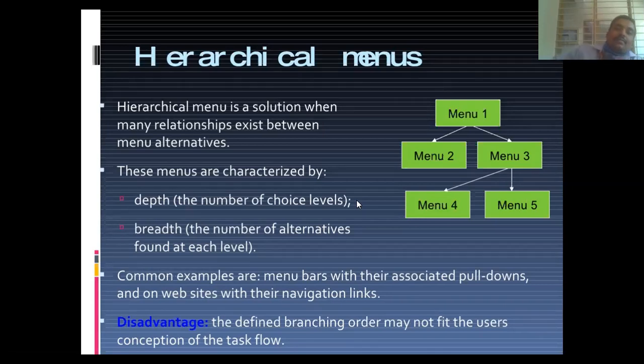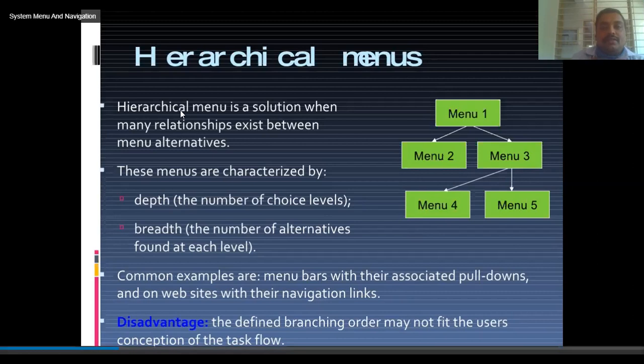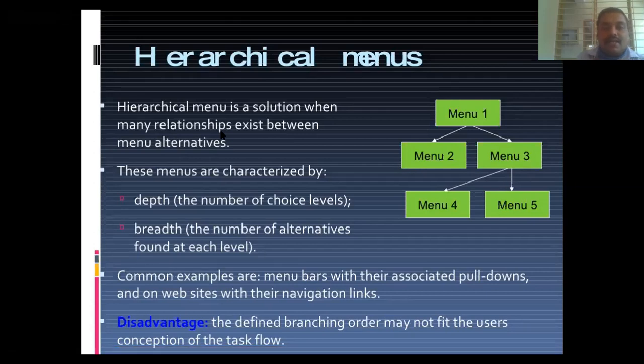Similarly, in Microsoft Word also there are menus: file, format, edit, and so many options. Under those menus, n number of sub menus are defined. If you want to reach any sub menu, you have to follow the proper route. For example, a hierarchical menu is the solution when many relationships exist between menu alternatives. That relationship can be defined and arranged hierarchically.